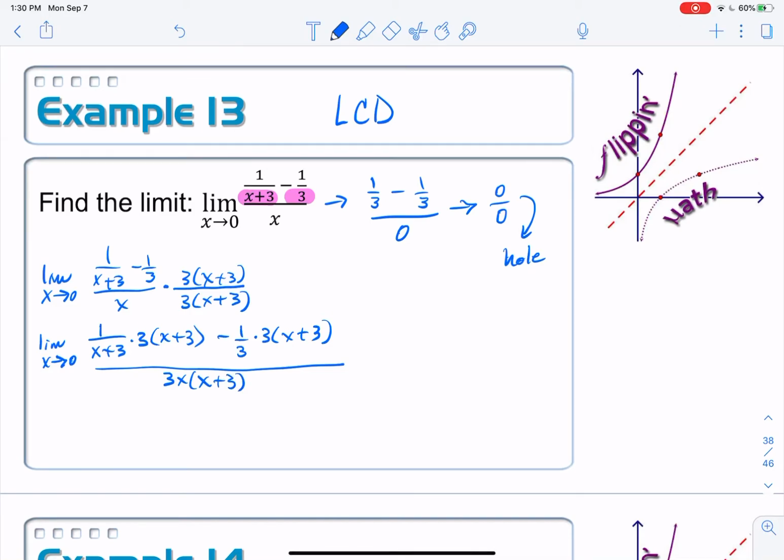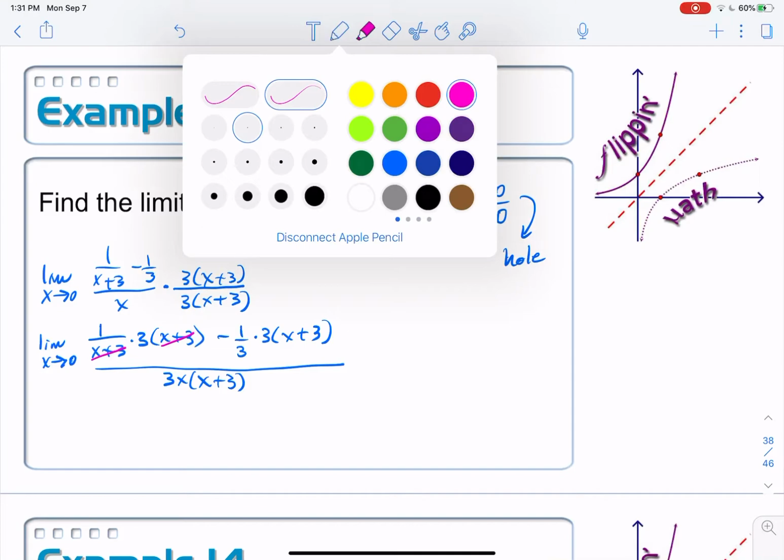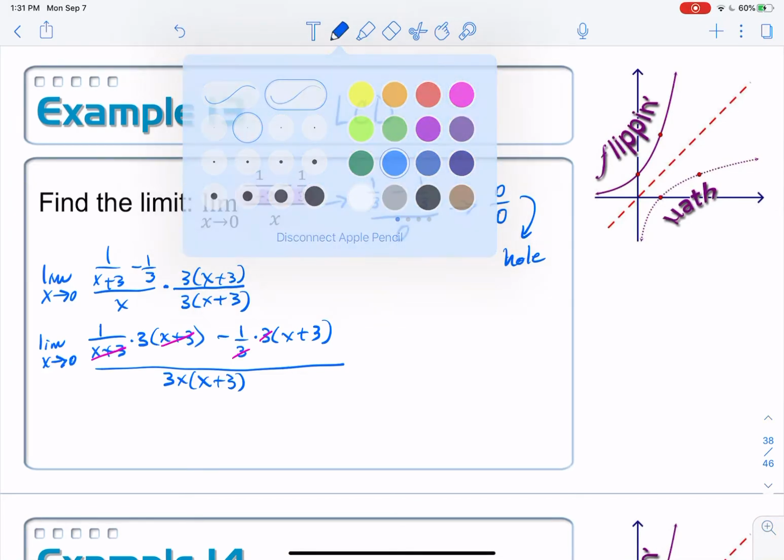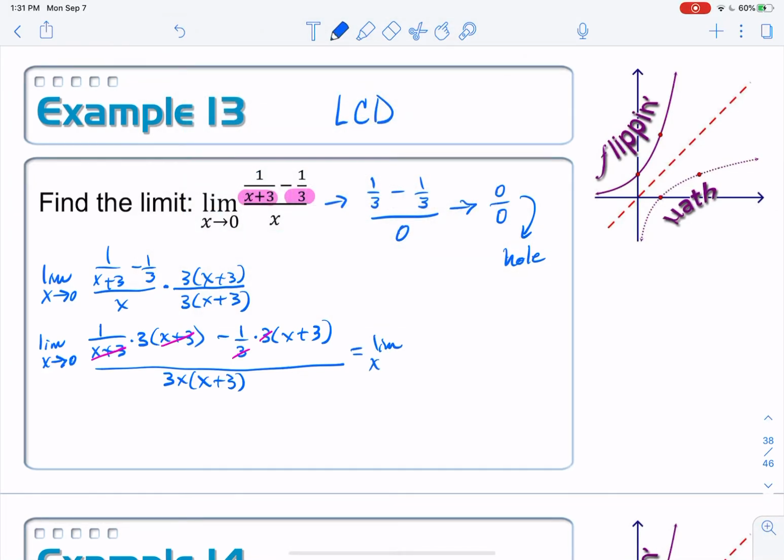Now when I go to simplify the top, notice that we have a common factor of x plus 3 and this x plus 3, which will cancel. That's the reason why we chose x plus 3 as being part of our least common denominator. Likewise, on the second one, the factors of 3 will cancel out. So let me simplify here. The limit as x approaches 0 of, on the first one, we're just left with a 3. So 3 times 1, it's just a 3.